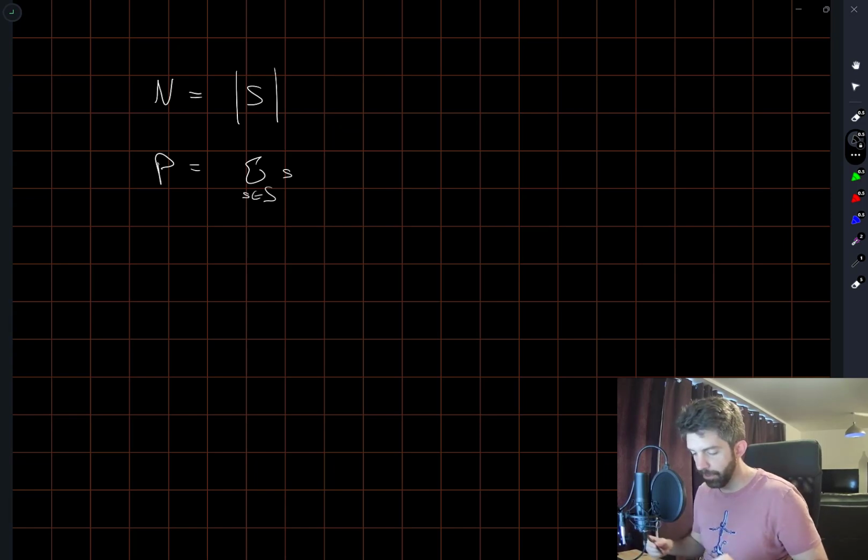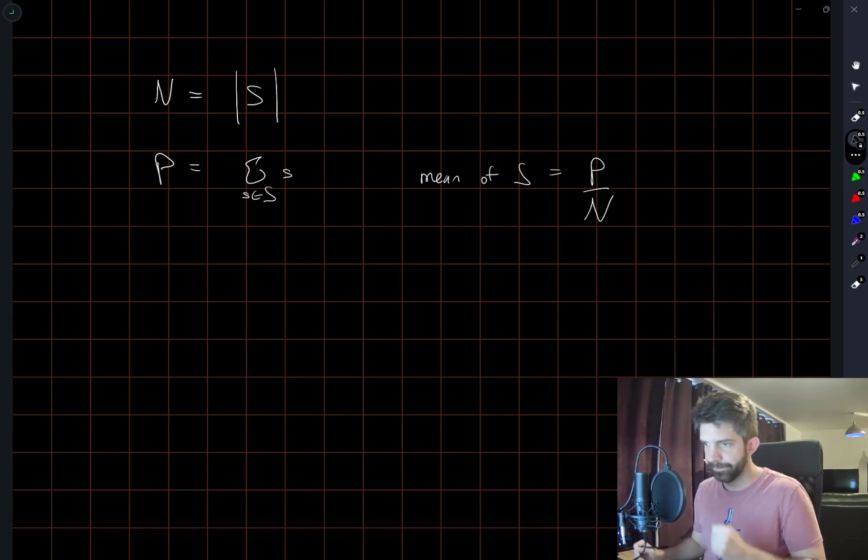So n is the number of elements in S, and I would love to let S be the sum of things in S, but let's say P is equal to the sum of little s, where little s is in capital S. Okay, so P is the sum of all the elements in S. Then the mean of S is equal to P over N.